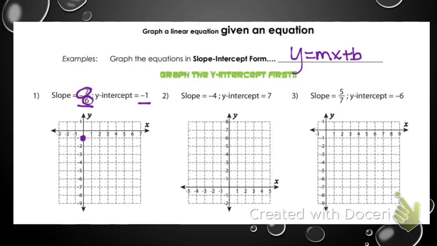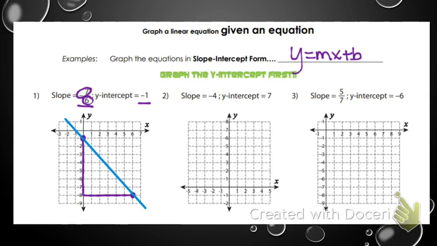So we're going to go down 7, 1, 2, 3, 4, 5, 6, 7 units. And then over 6. 1, 2, 3, 4, 5, 6. So I should have a dot right here. So my line is connecting those two dots. And that is how you graph your equation when you're given slope and the y-intercept.